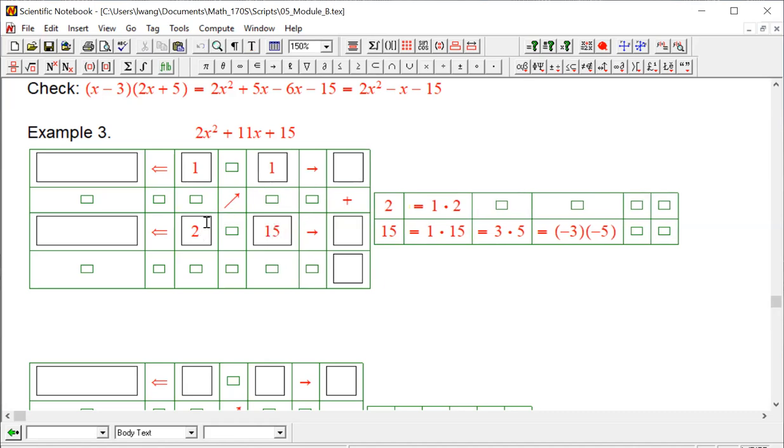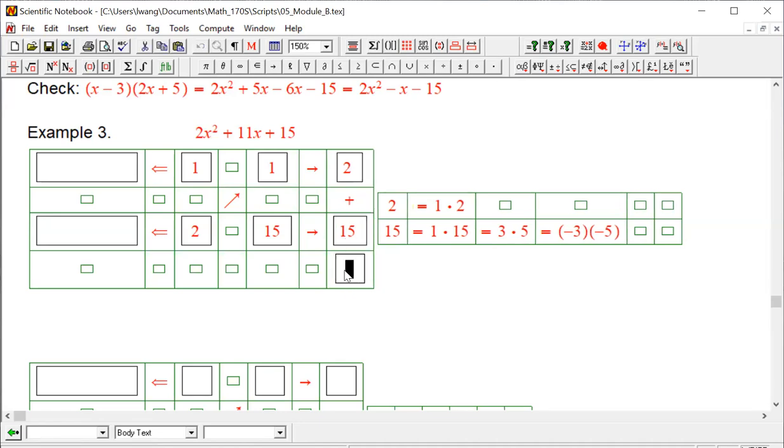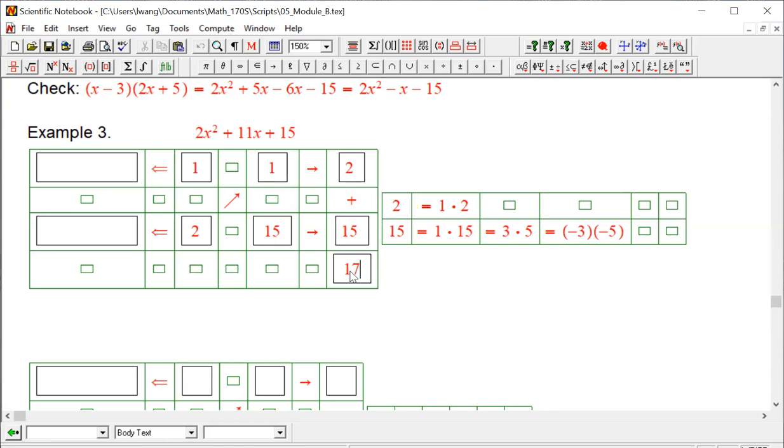And then we do the cross multiplication. 2 times 1 is 2. 1 times 15 is 15. And 2 plus 15 is 17. 17 does not match the 11. So this option doesn't work.